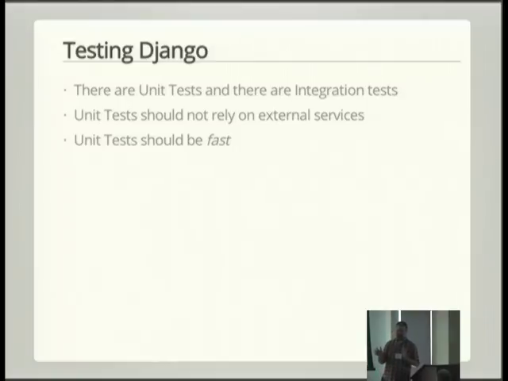So, there's two different kinds of tests that you can write for Django, and it's important in my opinion to keep in mind what the difference is and be aware of what you're actually writing. There's unit tests, which test some unit of functionality, as it implies, and there are integration tests. Here's what I tell new engineers that come to MemSQL. Unit tests don't rely on external services. They might rely on the database, that's the one allowance I'll give, but not on a SOAP service or some external third party, and they should be fast. They should be really, really fast, because these are the tests that we want to run every time we're ready to push our code to master, up to GitHub.